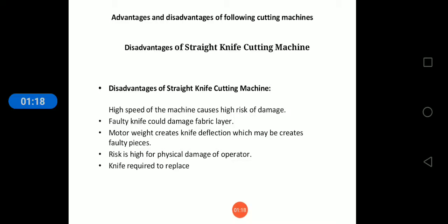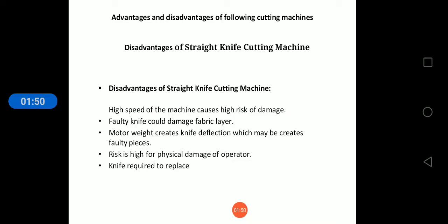Disadvantages of knife cutting machines. Disadvantages of the straight knife cutting machine. The high speed of the machine causes a high risk of damage. A faulty knife could damage the fabric layers. Motor weight creates knife deflection, which may create faulty pieces. The risk of physical damage to the operator is high. The knife needs to be replaced. So these are the disadvantages of straight knife cutting machines.